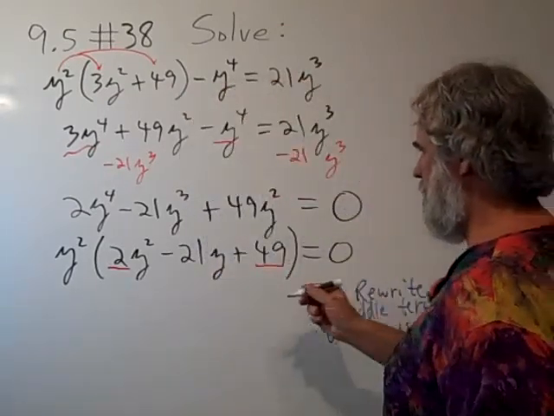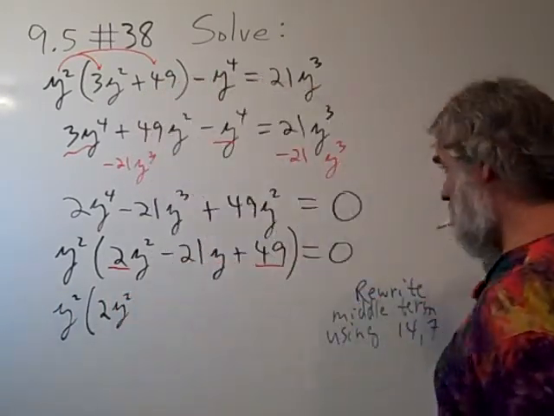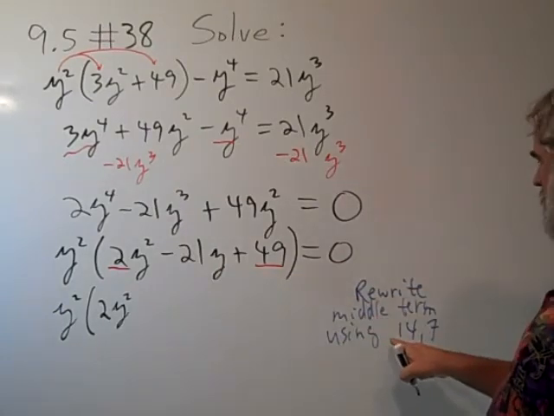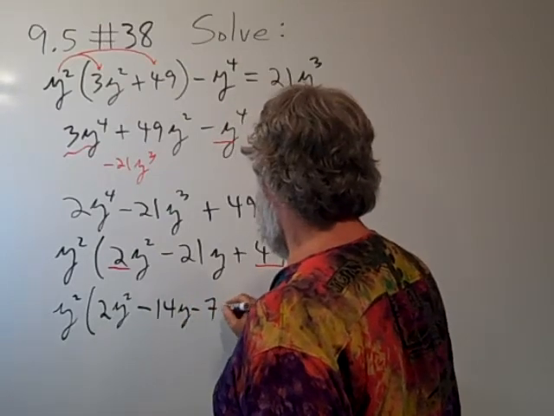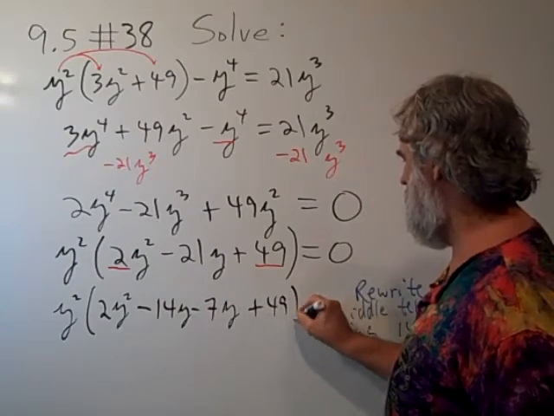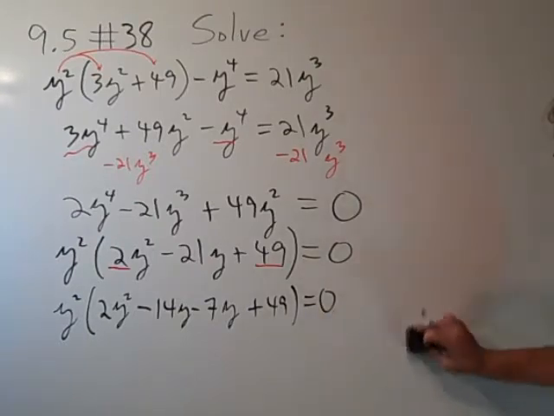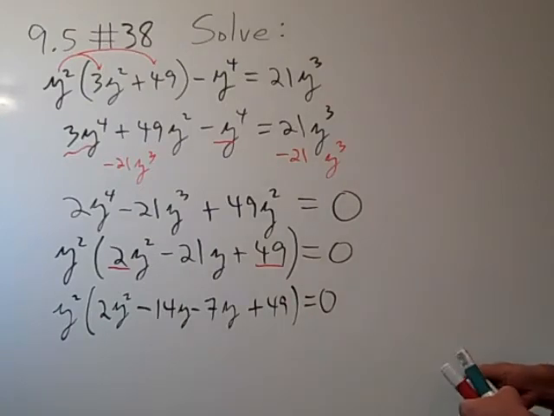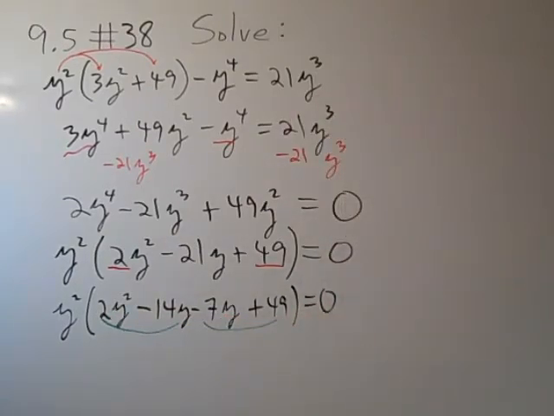Here we go. Y squared times 2y squared. The middle term is this negative 21y, and so we want to use 14 and 7 to get that. So minus 14y minus 7y add up to negative 21y. And we've rewritten the middle term using 14 and 7. Now we can use factor by grouping to finish the factoring, because the first two and the second two terms can be factored separately now.